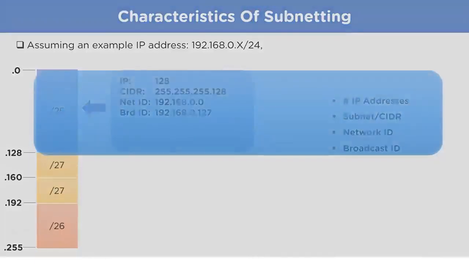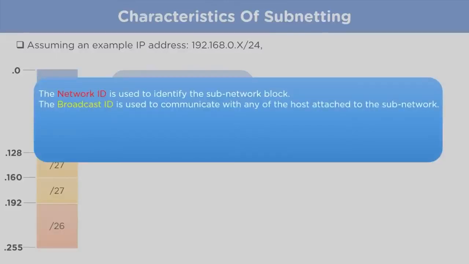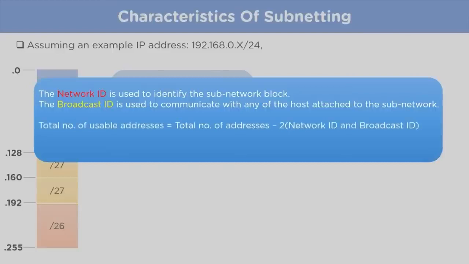Moving on, the network ID and the broadcast ID addresses cannot be assigned to any network device in the network, because the network ID is used to identify the subnetwork block in a network, along with the broadcast ID, which is used to communicate with any of the hosts connected to the subnetwork block. That also means the total number of usable addresses in a network block is the total number of IP addresses minus 2, that represents network ID and broadcast ID. That would be 128 minus 2, and we get the value 126, which represents the total number of IP addresses that are usable.